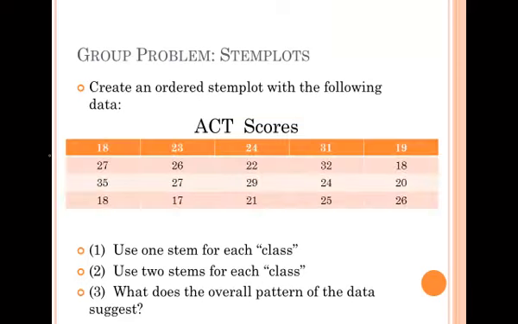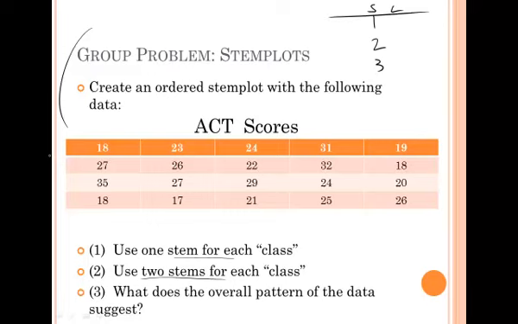So we can do an ordered stem plot with the following data. This is sort of an example for you. Again, download the PowerPoint and see if you can do that. Use 1 stem for each class, then use 2 stems for each class, so you're going to do 2 different ones. What is the smallest value that we have here? Is it 17? So you would put 1, 2, and what's the highest value? 35? Yeah, so you would need a 1, a 2, and a 3.